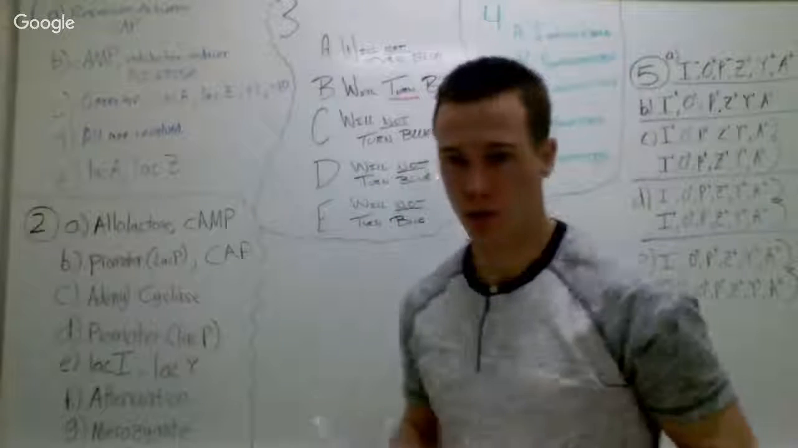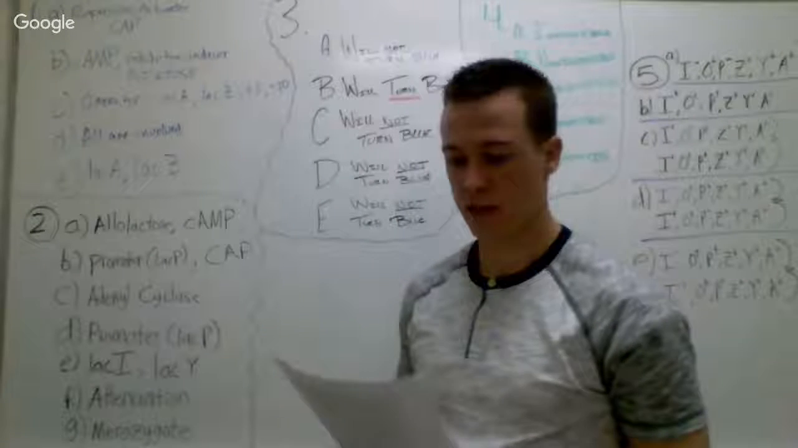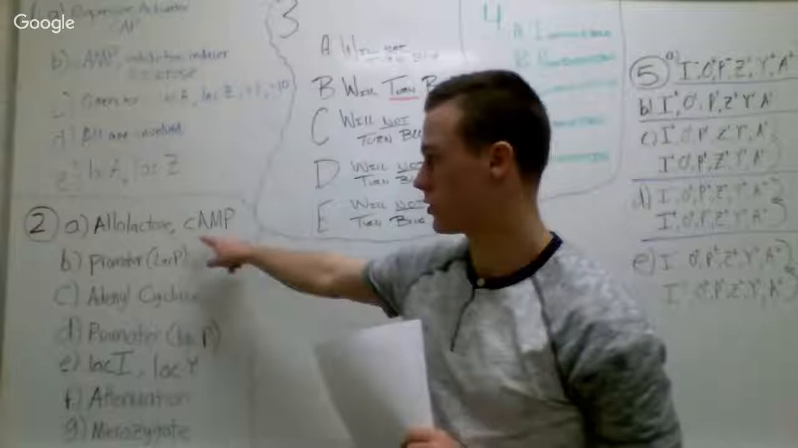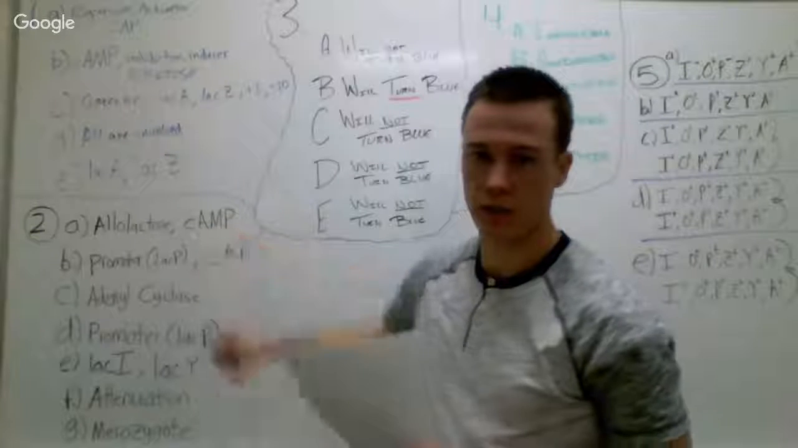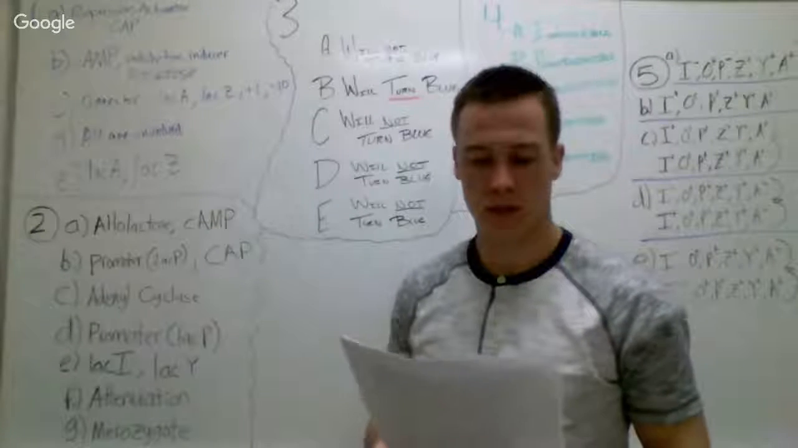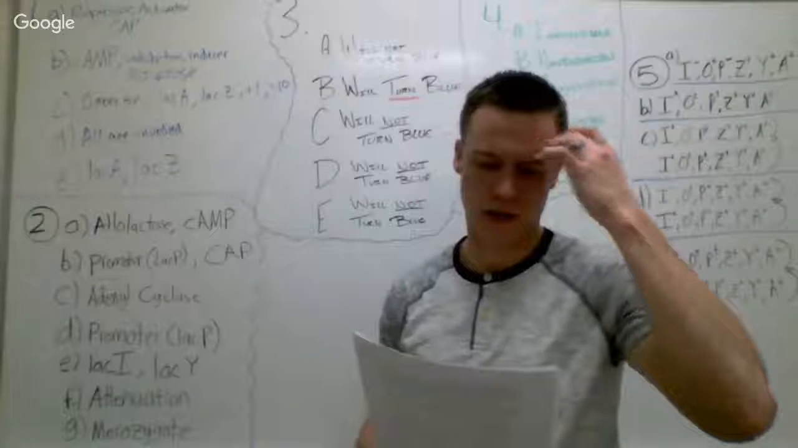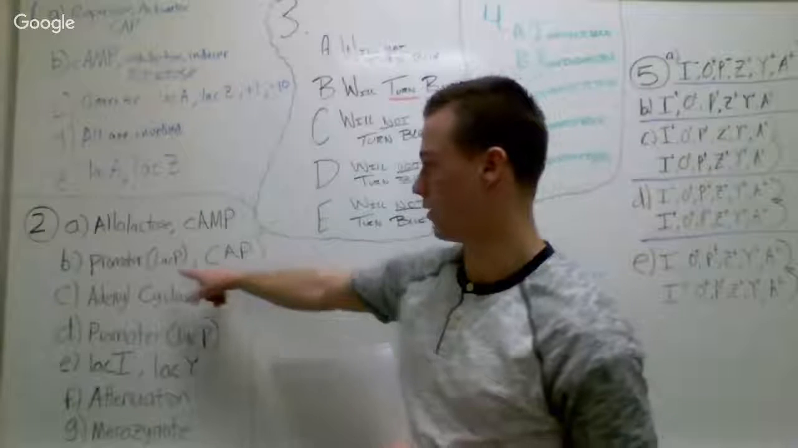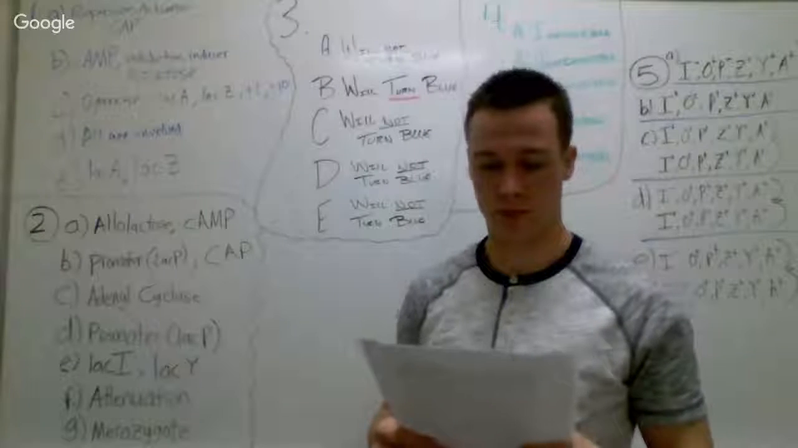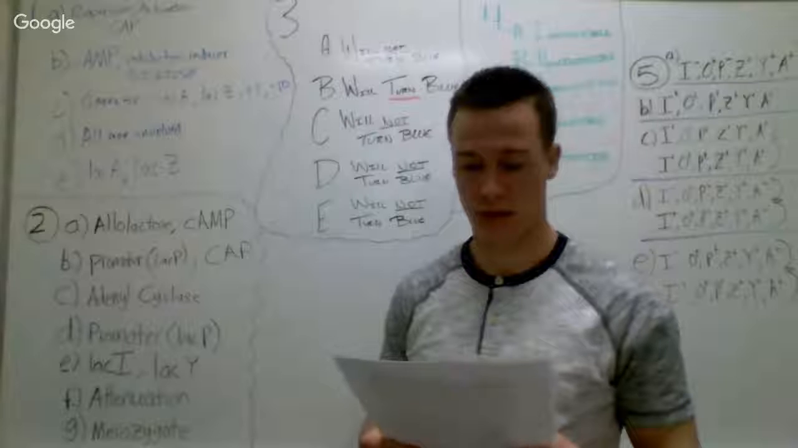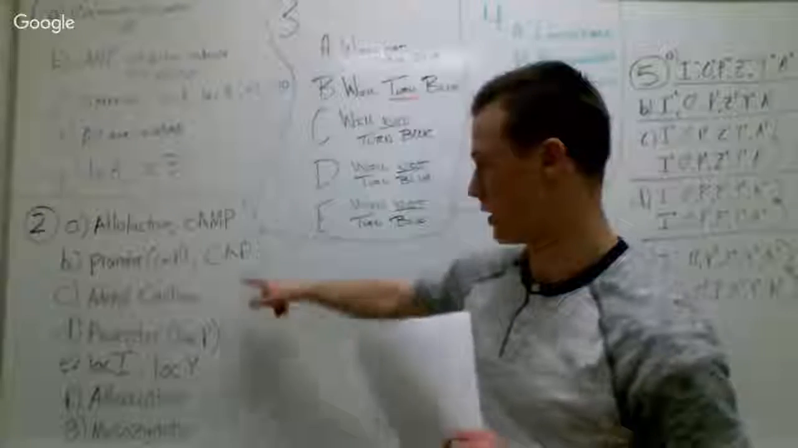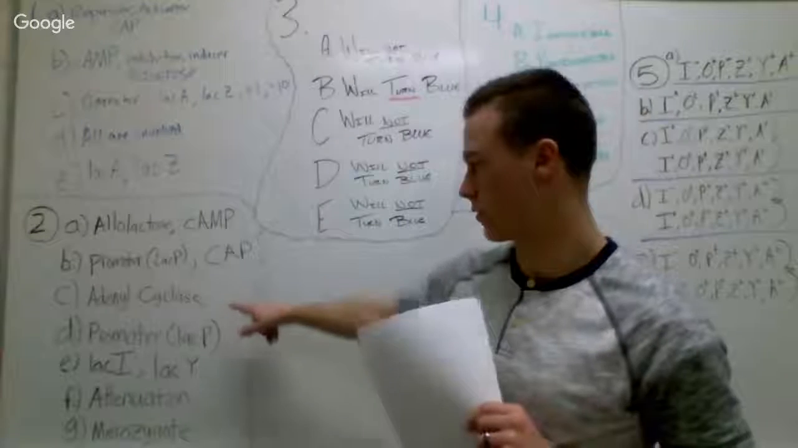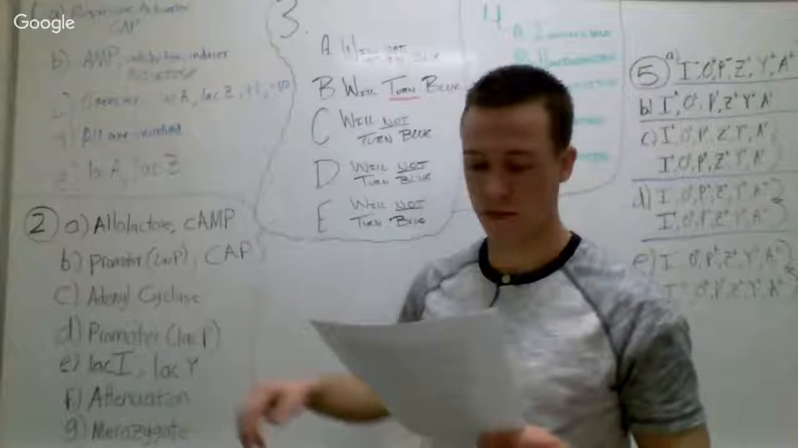All right, I'm going to be doing number 2. These are the fill in the blanks. For letter A, the lac operon is regulated by 2 inducers, and those are allolactose and cyclic AMP. B is talking about certain binding sites. The binding site for the sigma factor in RNA polymerase is called the promoter site, the LACP. And the binding site for the activator that regulates the lac operon is the CAP site. C, the enzyme adenyl cyclase converts ATP into cAMP.